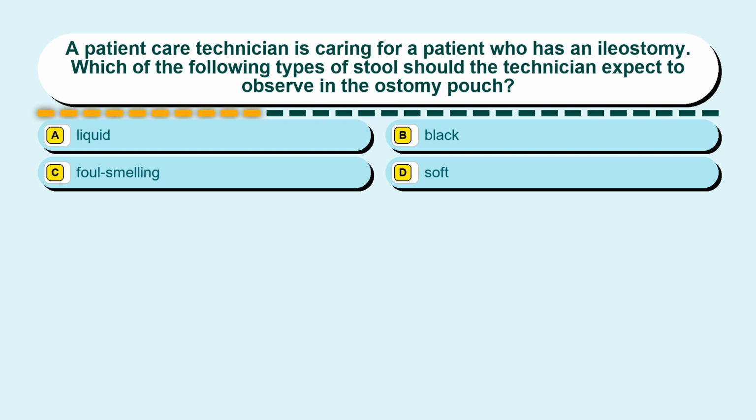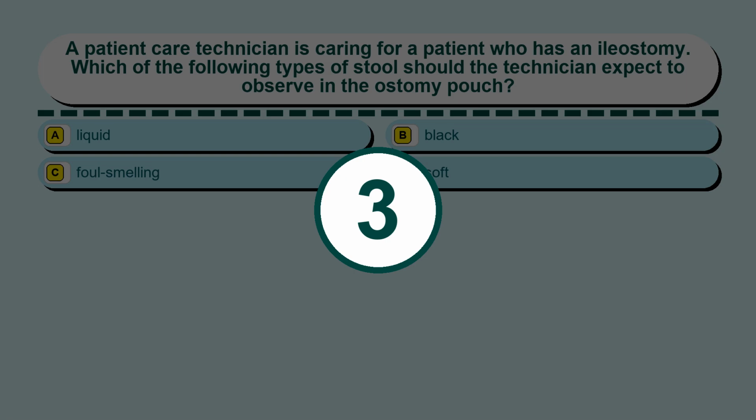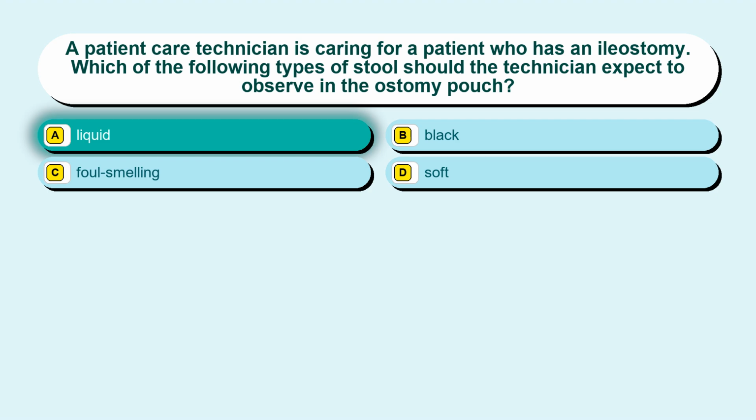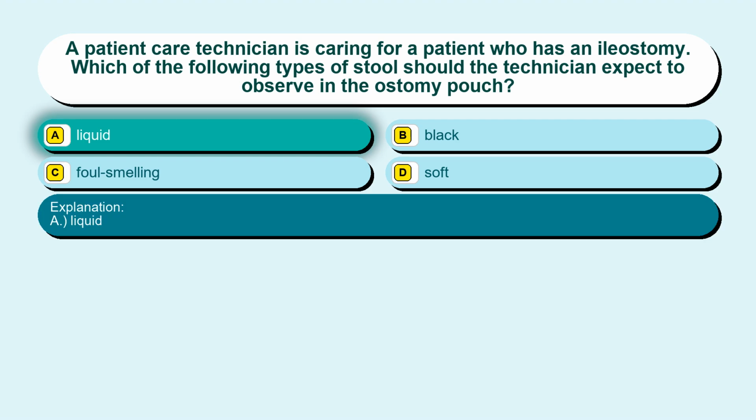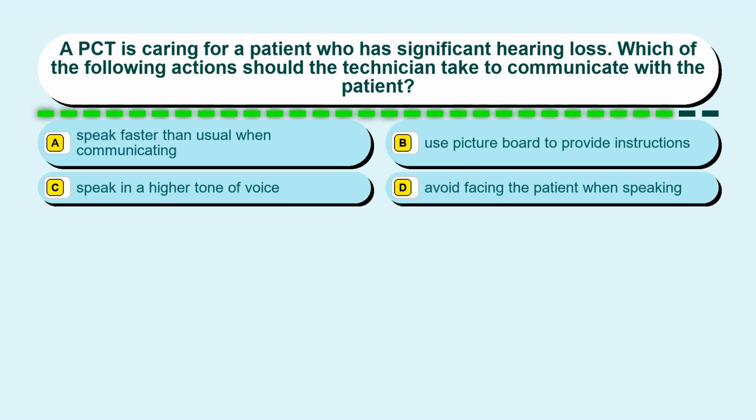Option A, liquid. Option B, black. Option C, foul-smelling. Option D, soft. The correct answer is option A, liquid. Question 29. A PCT is caring for a patient who has significant hearing loss. Which of the following actions should the technician take to communicate with the patient?